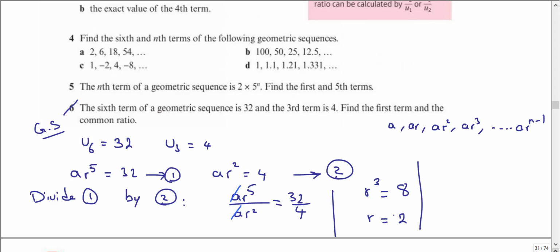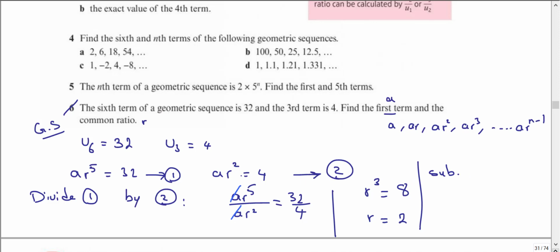Now that we have R, go back. Of course here they say find the first term and find R. We already have R. So how to find the first term? Substitute in any of the two equations, in number 1 or number 2. It works both ways. So substituting in the easier one.